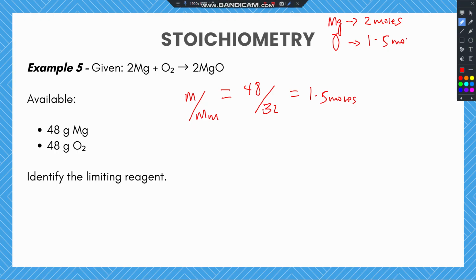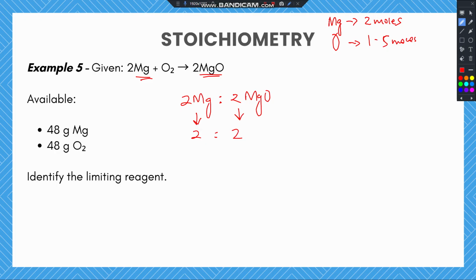The next thing to do at this point would be to use this information to find out how much product each reactant can produce. Let's do that very quickly. So for magnesium, we have 2 Mg, and for the product, which is magnesium oxide, we have 2 MgO. So this simply gives us the mole ratio 2:2. This can be broken down to become 1:1.